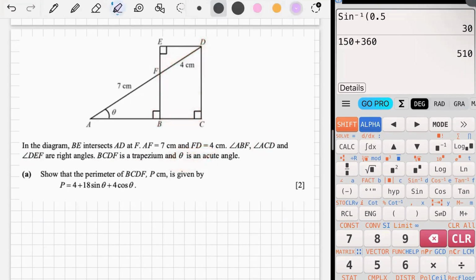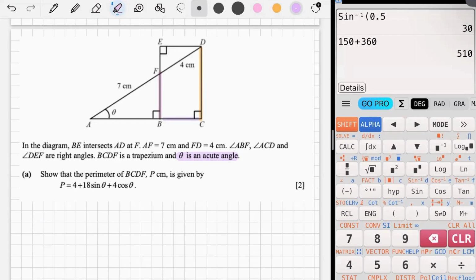Please highlight this, because this tells you that there are a lot of things that you don't need to find. Let's say for theta you got many answers, we don't need them because we just want it to be acute only. So we're going to find the perimeter. Perimeter of what? Let me double check. BCDF. They want the perimeter of the trapezium BCDF. Okay, so highlight.